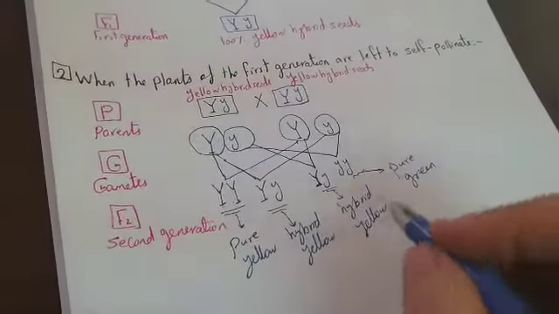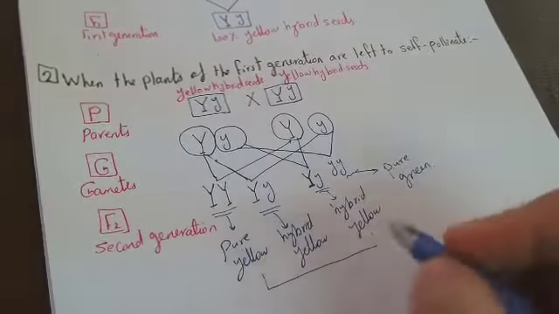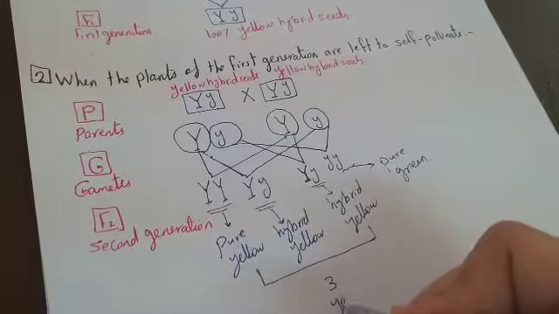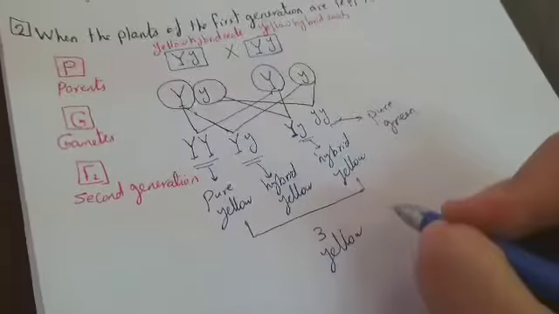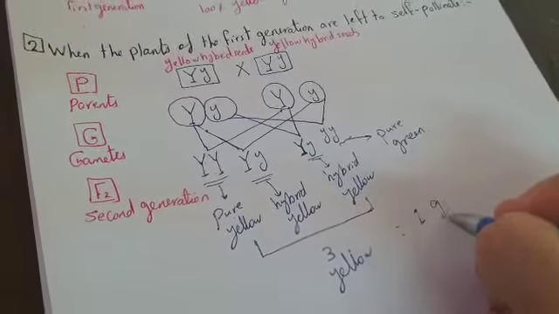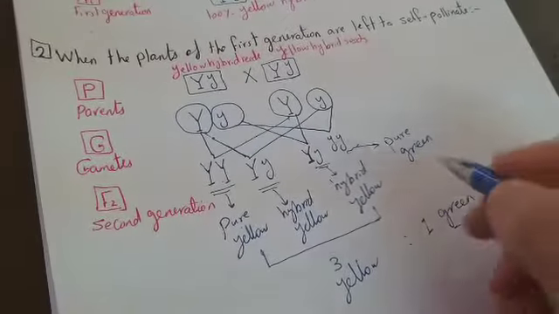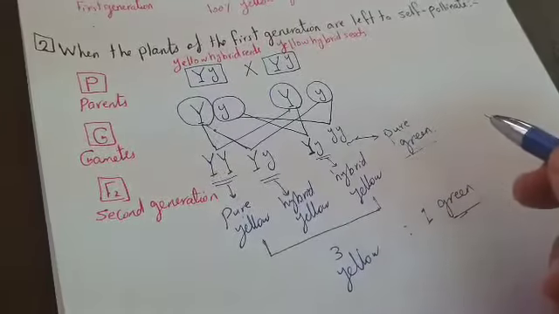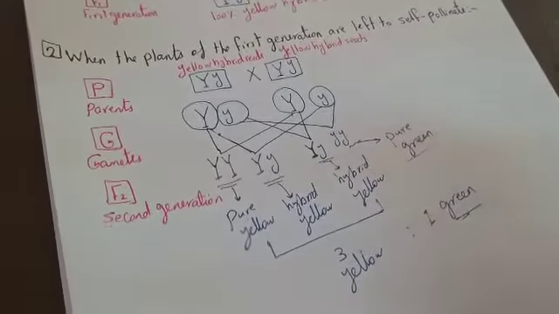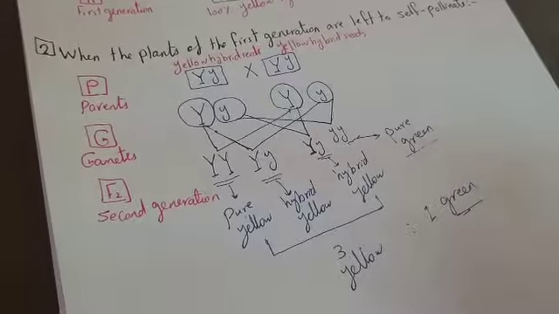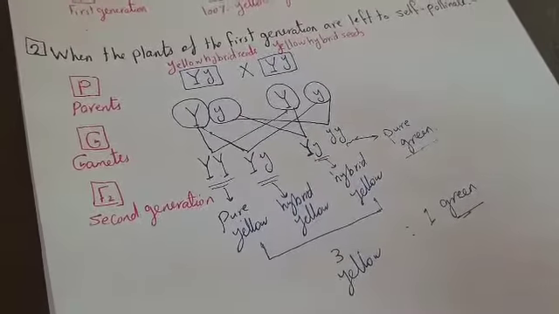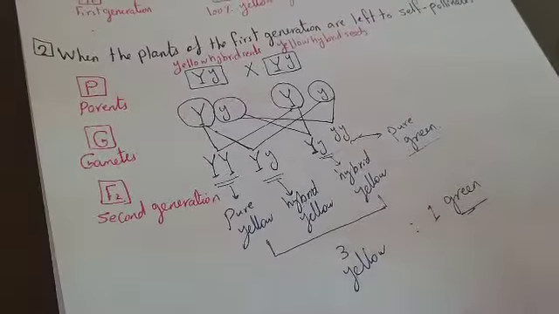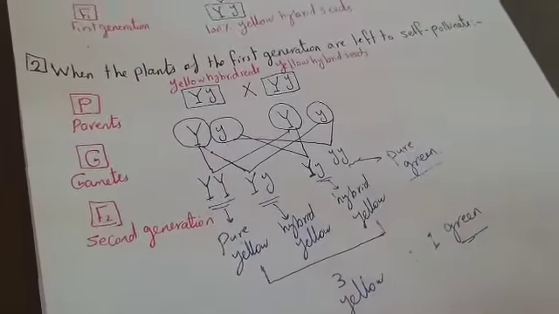So in Mendel's experiment, in the second generation, the ratio will be 3 yellow to 1 green. Green is recessive because it disappears completely in the first generation and starts to appear in the second generation. In the next video, we will take the first law of Mendel's experiment and some notes about the lesson. Thank you.